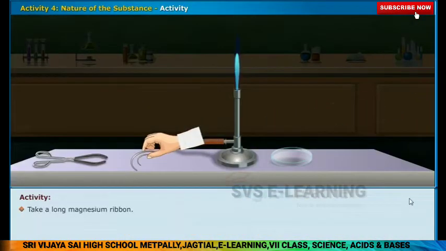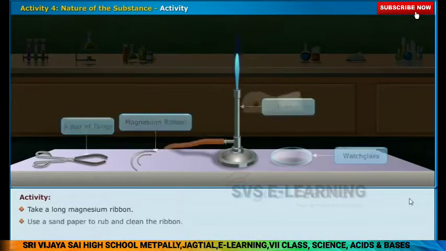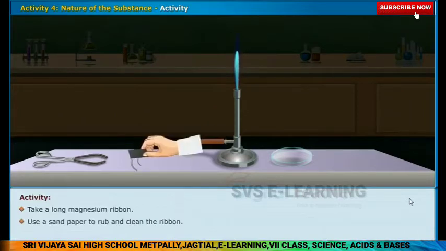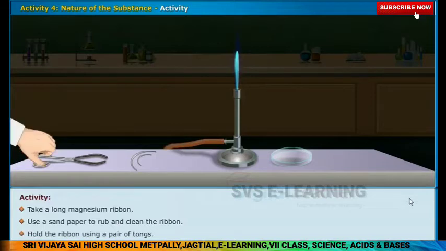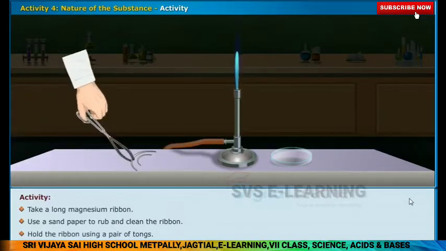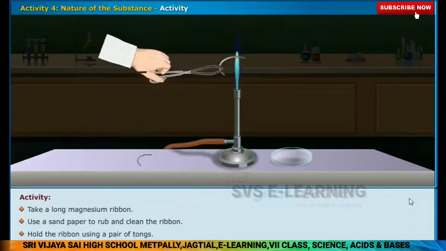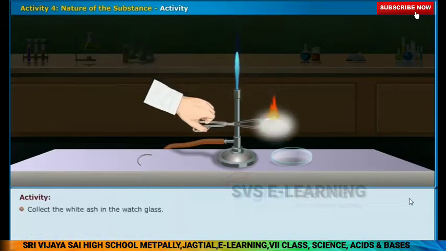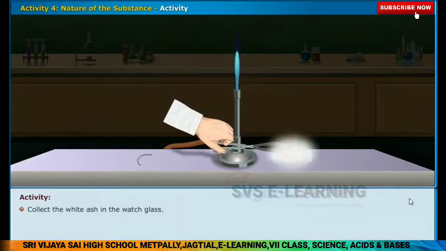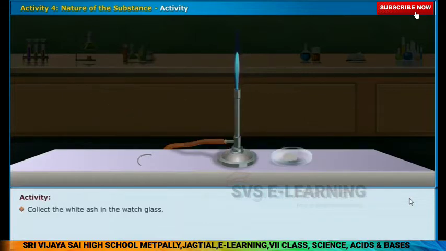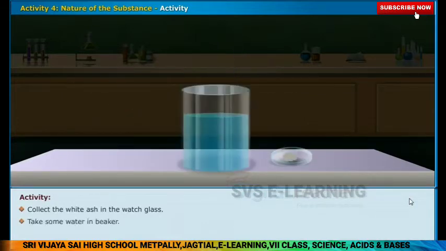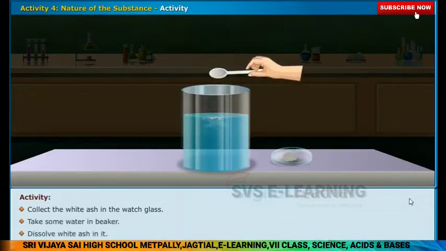Take a long magnesium ribbon. Use a sandpaper to rub and clean the ribbon. Hold the ribbon using a pair of tongs. Burn the ribbon using a spirit lamp or a burner. Collect the white ash in the watch glass. Take some water in a beaker. Dissolve the white ash in it.